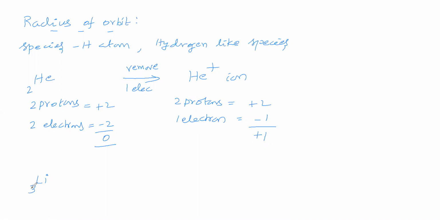Its atomic number is 3. It has 3 protons and 3 electrons. Now you convert this into a hydrogen-like species. What will you get? You convert it and tell us.